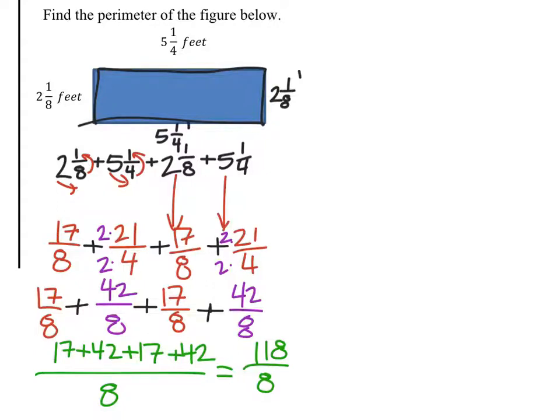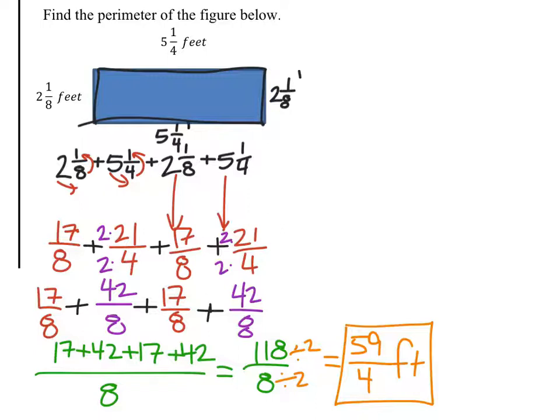We notice that this fraction can be simplified. It looks like it's at least divisible by 2. So 118 divided by 2 is 59. 8 divided by 2 is 4. And I don't see that that can be simplified. So we could label this right now. The perimeter would be 59 fourths feet. And yes, I didn't forget my label.